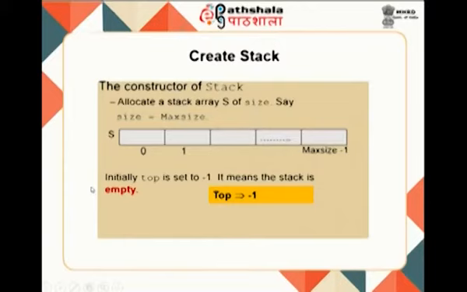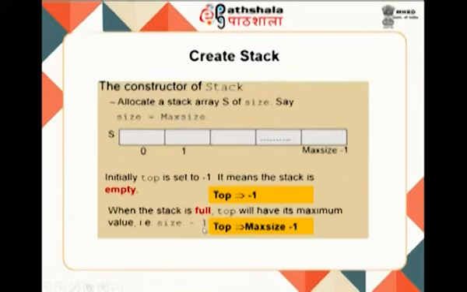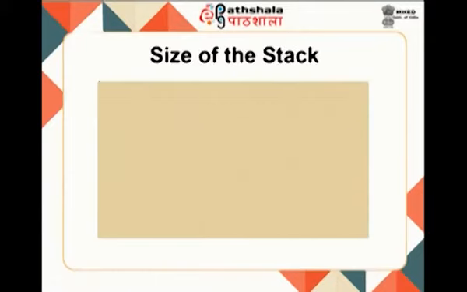So, if you want to check stack empty, if top is equal to -1, you can know that the stack is empty, okay, in this particular implementation. When the stack is full, top will have a maximum value, that is size -1 or max size -1. So, when the top becomes max size -1, you know that the stack is full. So, remember, the stack full condition is only defined when the stack is implemented as an array. So, if top is equal to max size -1, you know the stack is full. When top is equal to -1, you know the stack is empty.